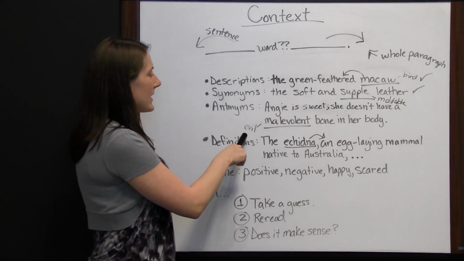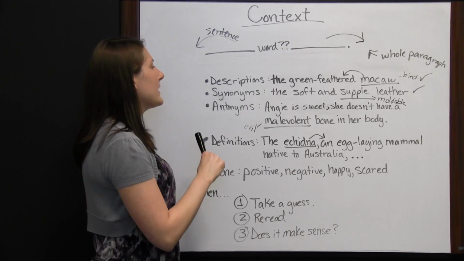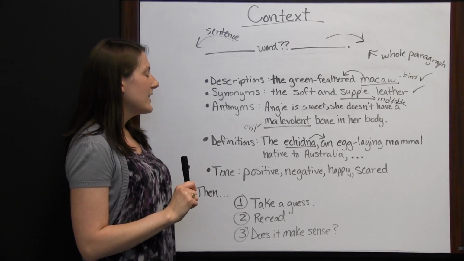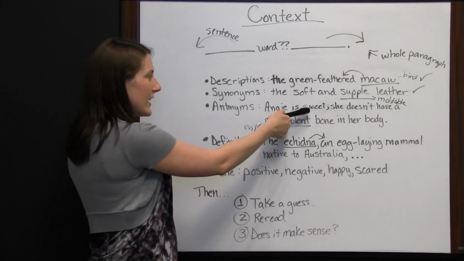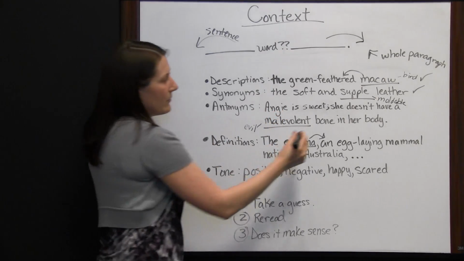Okay, we were thinking evil here, something the opposite of sweet. Angie is sweet. She doesn't have an evil bone in her body. That makes sense. She is sweet. She doesn't have an evil bone.